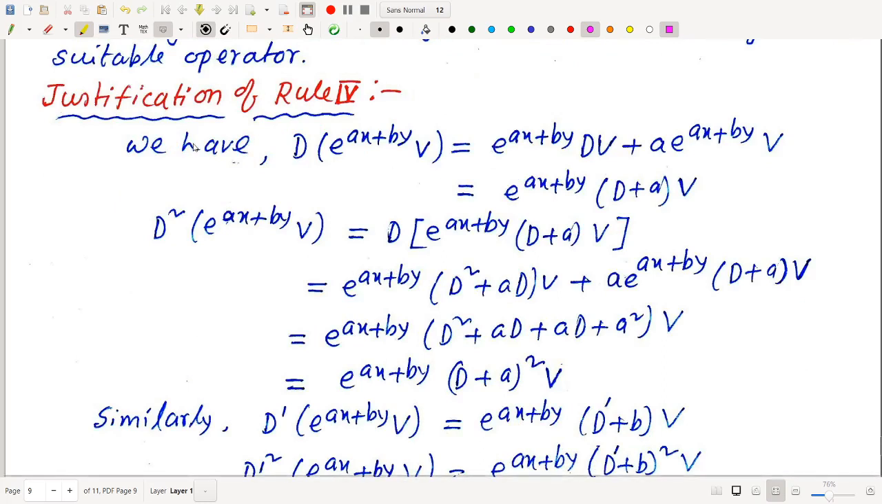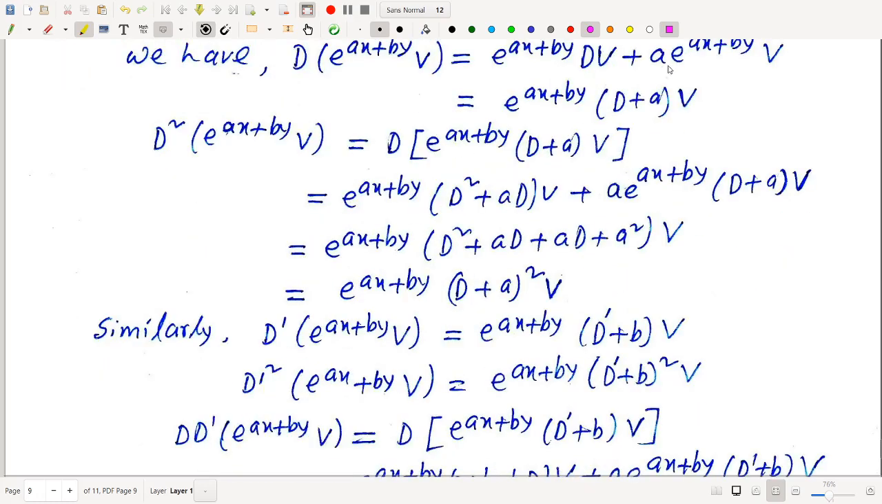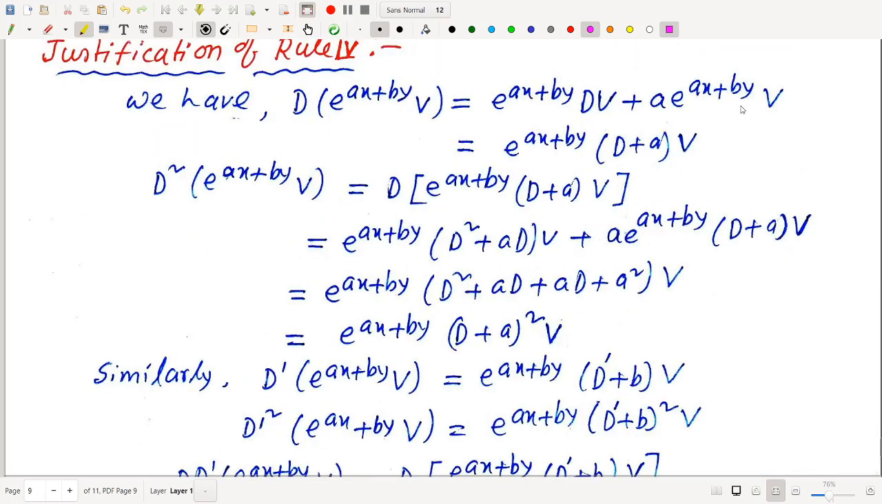Justification of rule 4: we have D of e to the power ax plus by into V, where D is the derivative with respect to x, so u into v rule, product rule: e to the power ax plus by remains, DV, plus V remains, derivative of e to the power ax plus by with respect to x is a into e to the power ax plus by. So e to the power ax plus by common, DV plus aV, which we have written as D plus a of V.